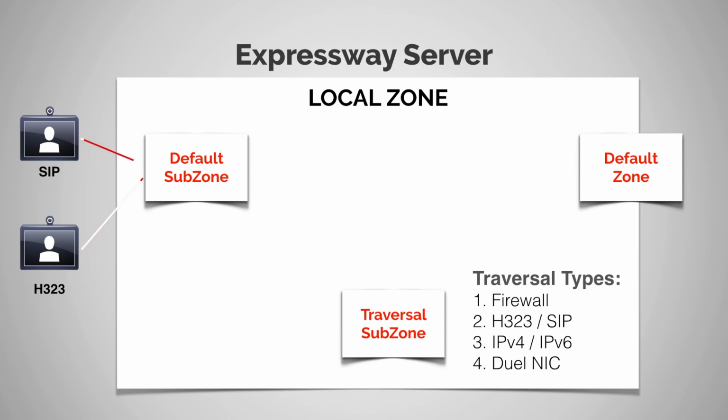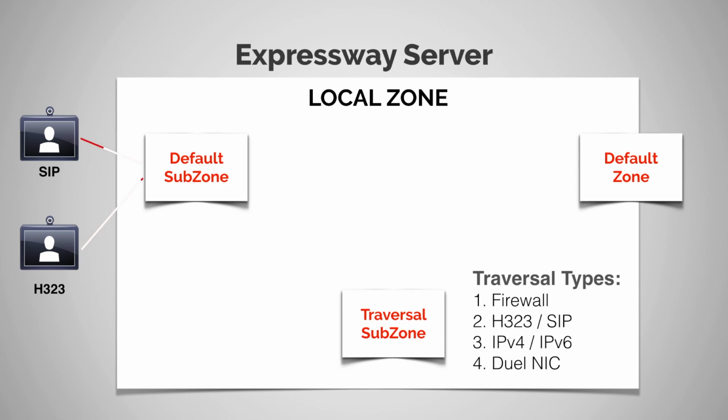So, for example, in this diagram I have here, I have a SIP endpoint and an H323 endpoint that are both registered to the same subzone, but because they're registered with different protocols, that call must be routed through a traversal subzone. So without any links present, if you were to try to make a call between these 2 endpoints, that call would fail because there's no logical path through the traversal subzone. So we have to add some links in here.